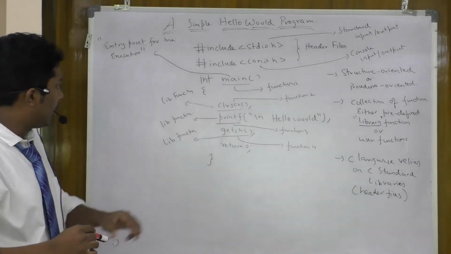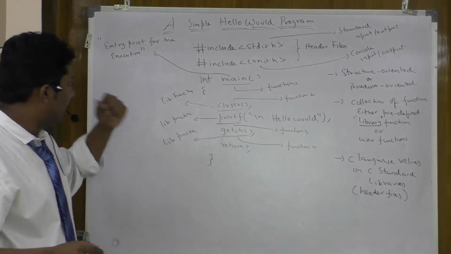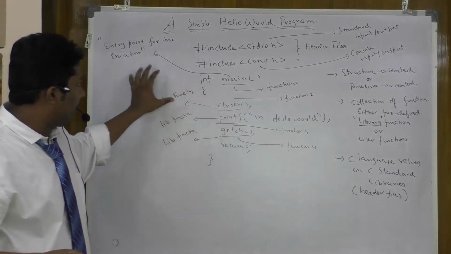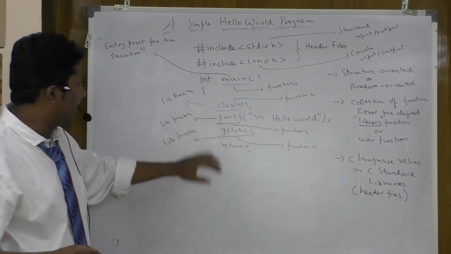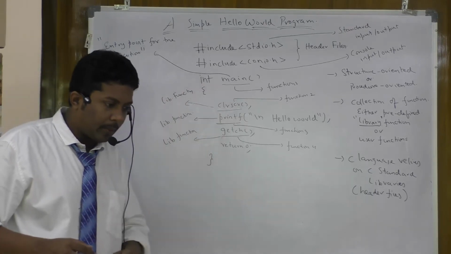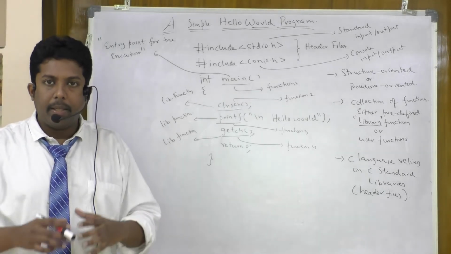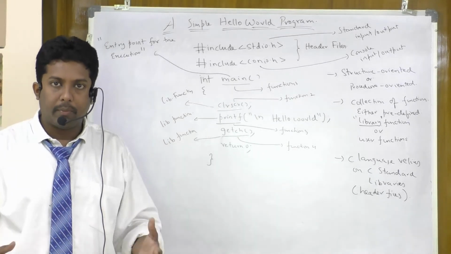Even if you are writing a 10,000 line C program, a huge C program, there should be some entry point from where the execution should begin. Not only in our program, in any other language like C++ or Java, main is always considered as the entry point for the execution.